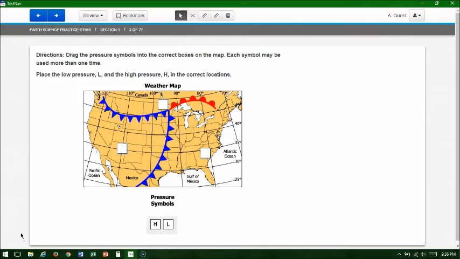Number three, drag the pressure symbols into the correct boxes on the map. Each symbol may be used more than one time. Let's start with the high pressure. So we have these two cold fronts. So this area of the map would just be normal high pressure. So cold air. So these are two high pressure systems, but up here where the warm front is moving, that would be a low pressure area. So changing here from the warm air front, sort of near the cold air front. So high pressure in these two large areas, low pressure near the warm front.